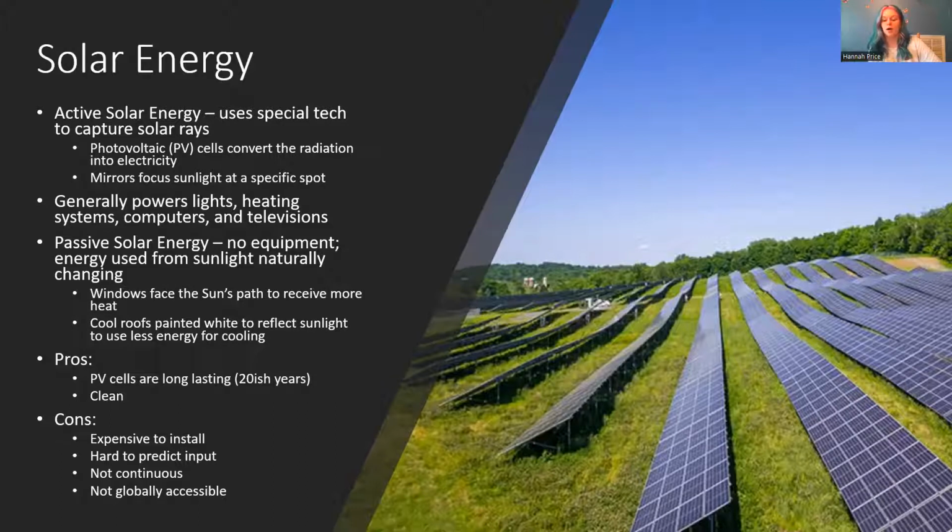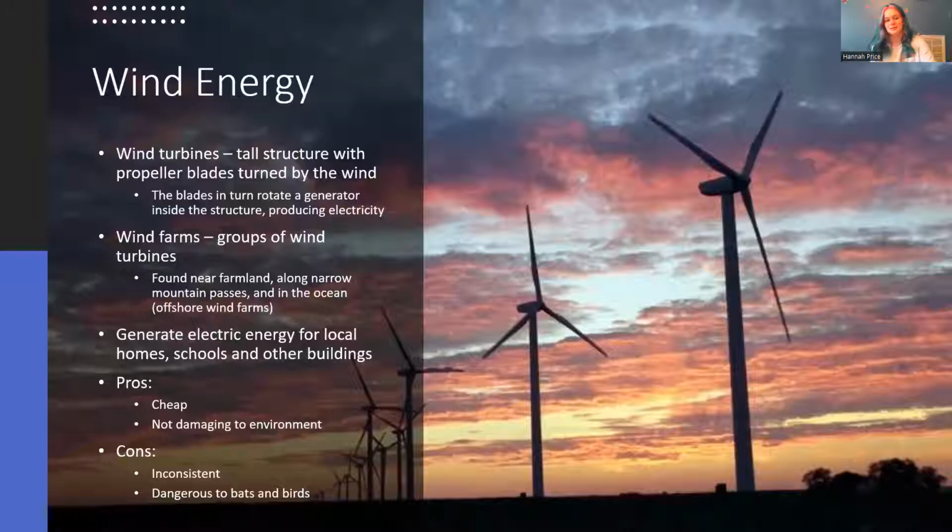The pros to this are they're very clean for the environment, and PV cells are long lasting, but they are expensive to install. They're hard to predict the input with weather and clouds coming over. They're not continuous because at night you're not taking in energy, and they're not globally accessible because of the amount of daytime different areas of the world get.